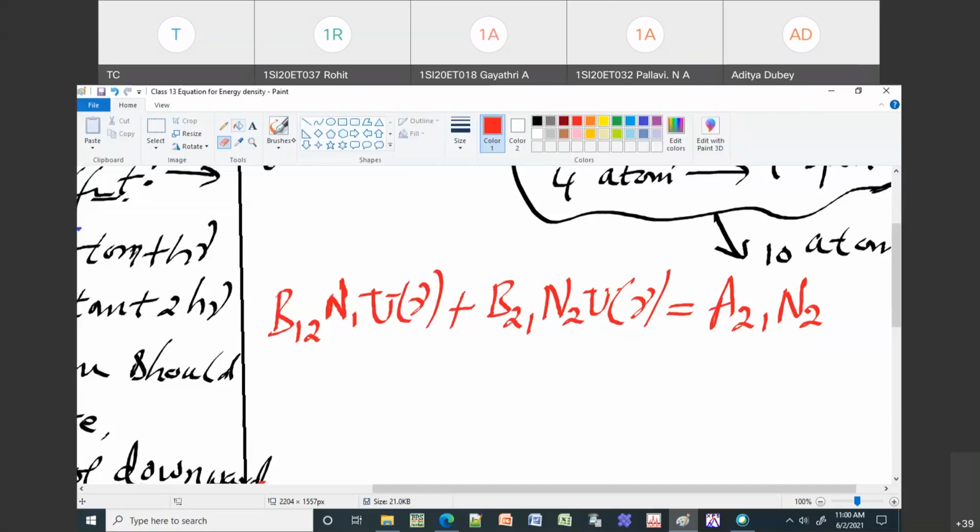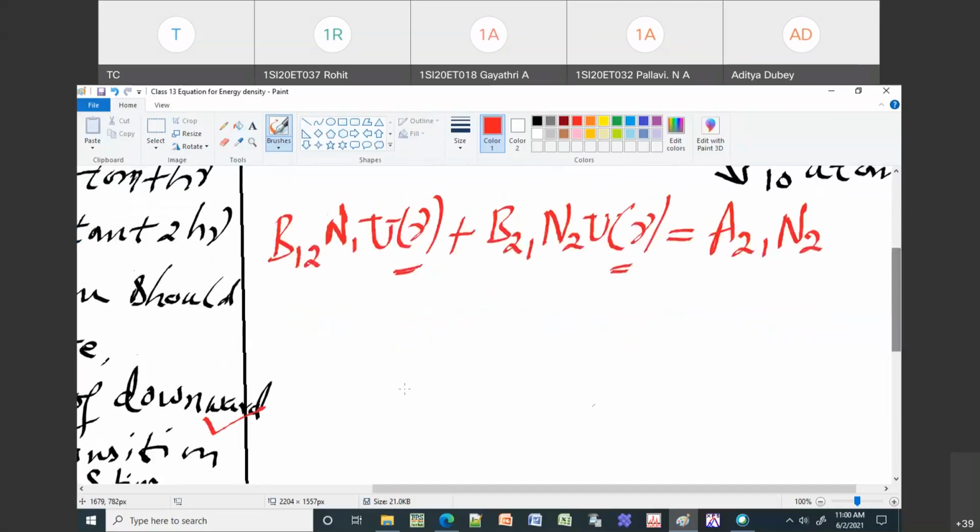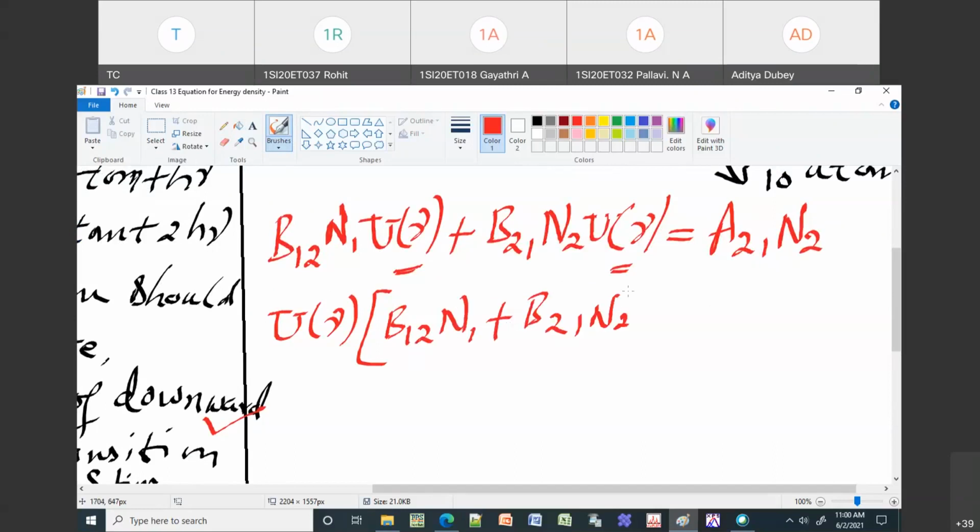Now I can take U of nu common in both the terms, so I will write it outside. U of nu into B12 N1 plus B21 N2 will be equal to A21 N2. Now I keep only U of nu, because my aim is to get the equation for U of nu.